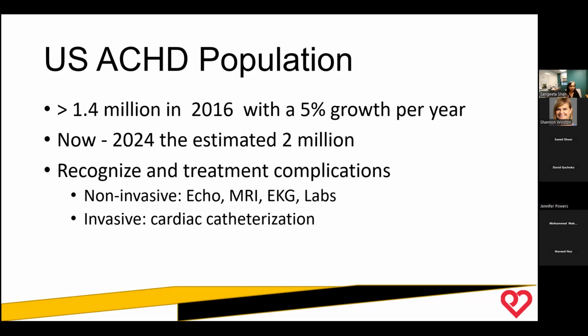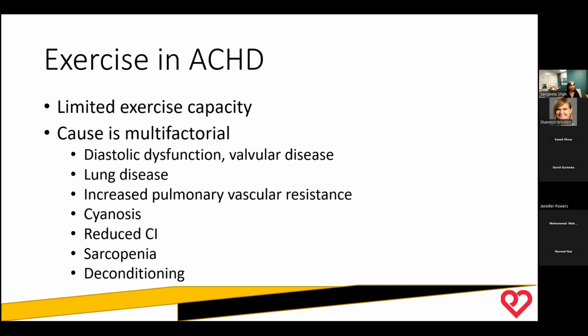Another thing to put just in a little perspective as we talk about adult congenital heart disease, we always think of Down syndrome. Adult Down syndrome, there's about 130,000 adults with Down syndrome in the United States, and adult congenital in whole is 2 million. So what do we usually do to recognize adult congenital heart disease and to treat its complications? We use echo, MRI, EKG, and labs. And then from an invasive perspective, we use cardiac catheterization. But today I want to show you what stress testing can do.